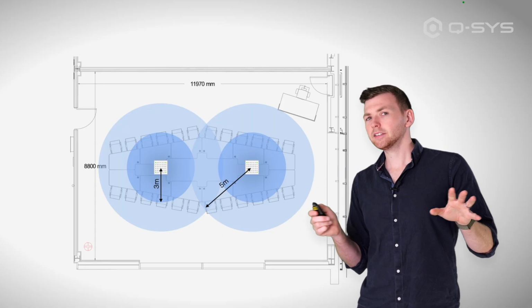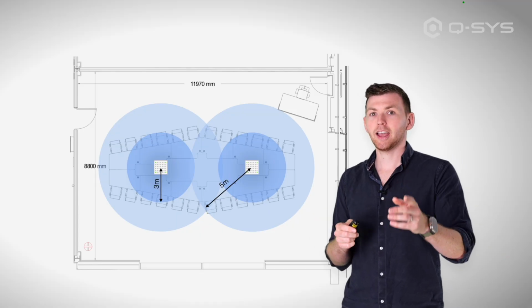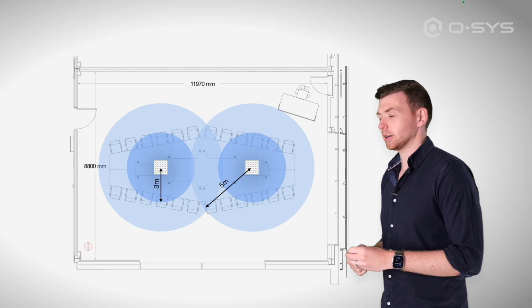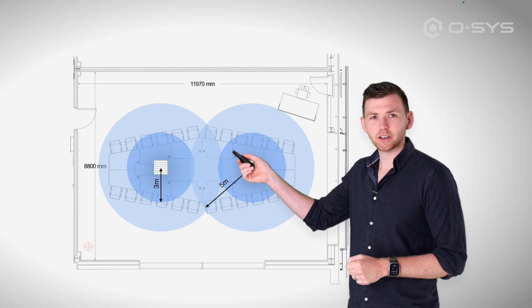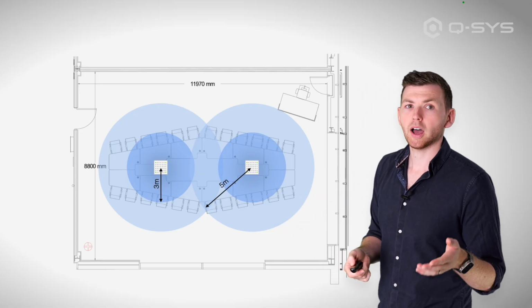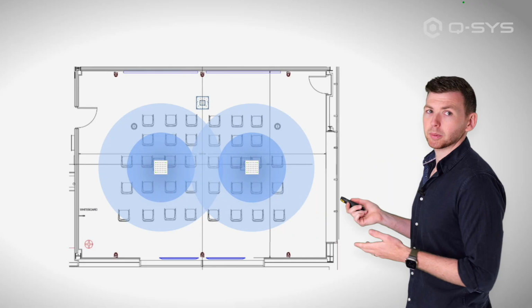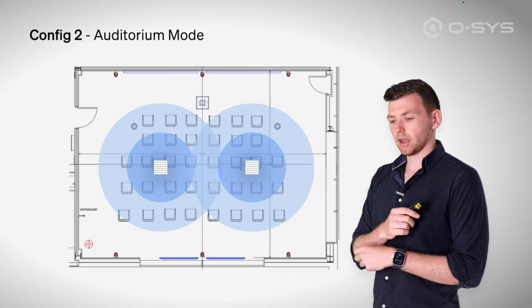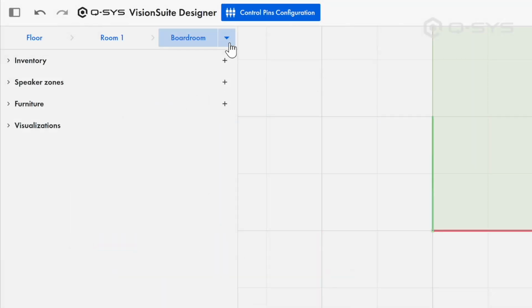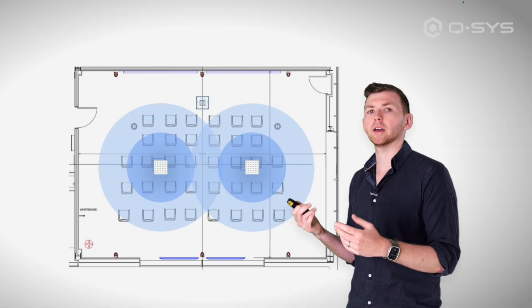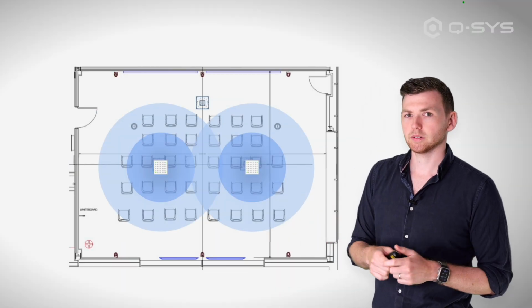Now, here's the thing. This room is actually a multi-purpose space with multiple different furniture layouts. In fact, you can see here, this looks like those flexible tables that they might be moving around. So turns out they've got another room mode, which looks more like a presentation space. Now, remember, we've said a few times that we can have multiple configs in VisionSuite Designer. That is where this is going to come into play, when we've got the same room with the same hardware, but we want it to work differently.